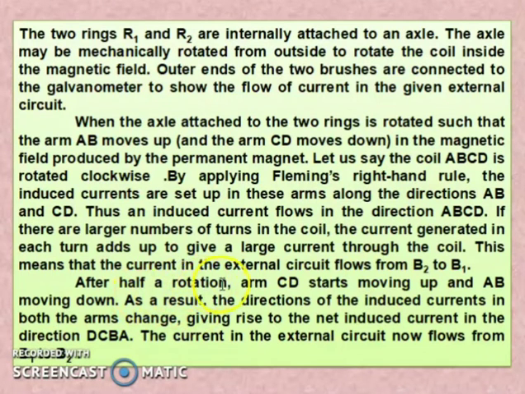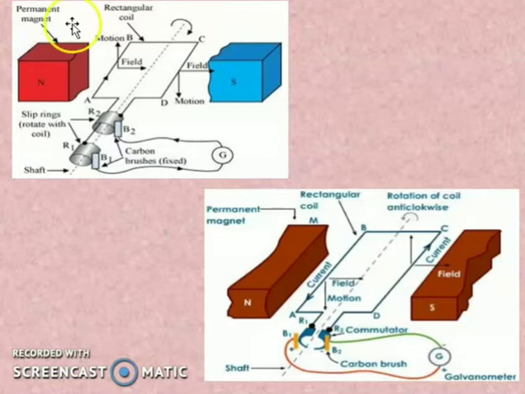Next, after a half rotation, the arm CD starts moving upward and AB moves downward. As a result, the directions of the induced currents in both arms change, giving rise to a net induced current in the direction DCBA. So the current in the external circuit now flows from B1 to B2. So this is during a half rotation. Next half rotation, what happens?